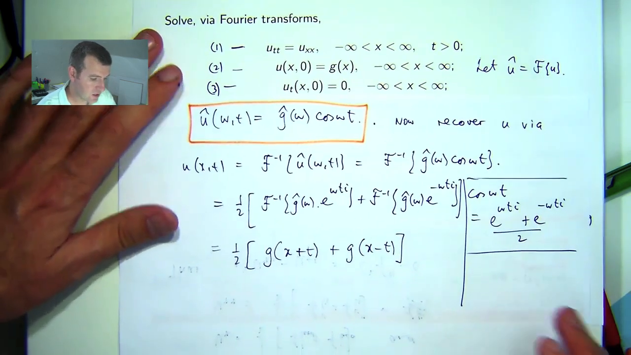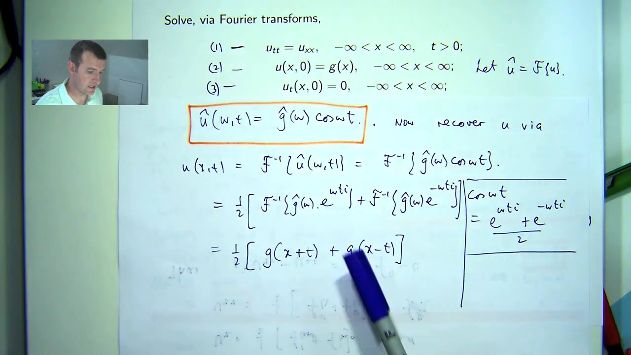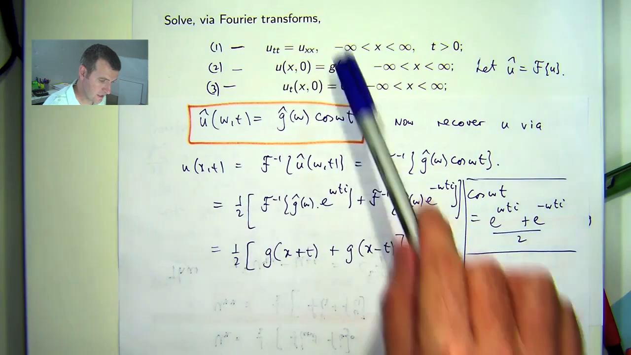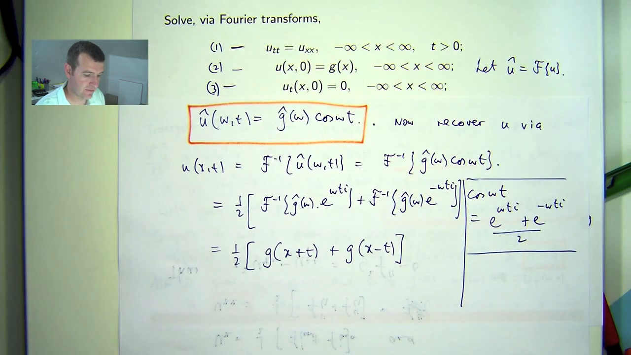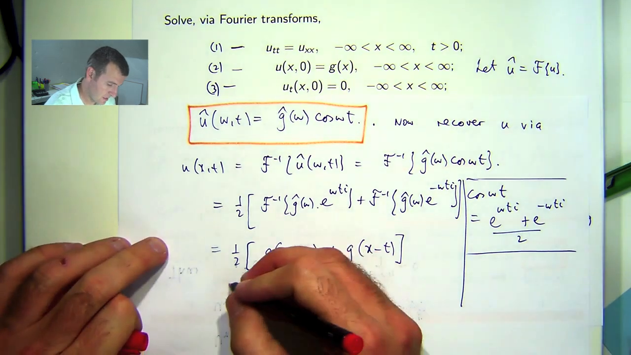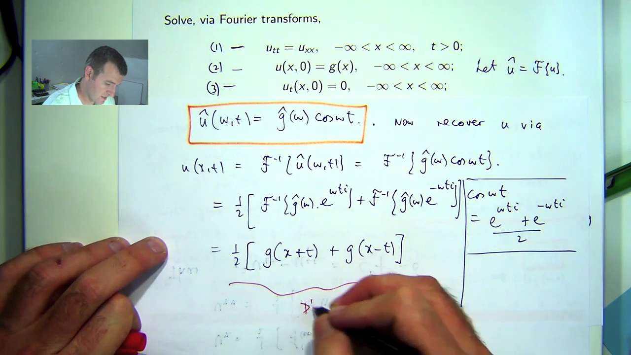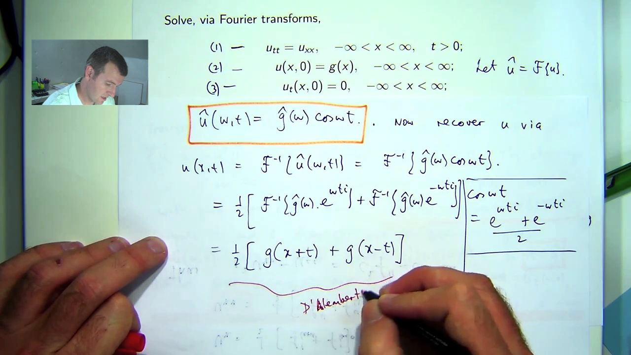Now you can check to see whether or not this satisfies that problem. And you basically just go through and it checks off all the parts. Now we're essentially assuming that G does have a Fourier transform here. This is a special form known as, or related to, D'Alembert's solution.